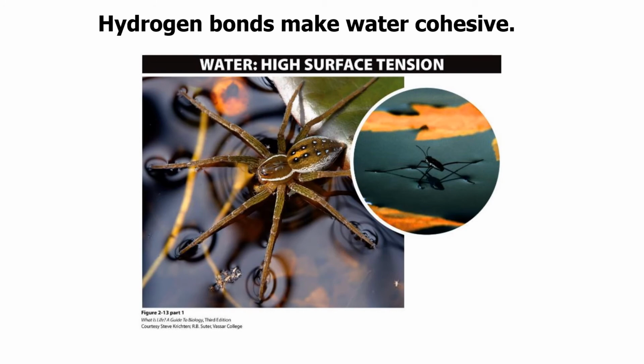Why can't we humans walk on the surface of water? Well, because we're too heavy. If we attempt it, we're just gonna sink. And why? Because we're too heavy. We are going to break the hydrogen bonds right away between those water molecules.